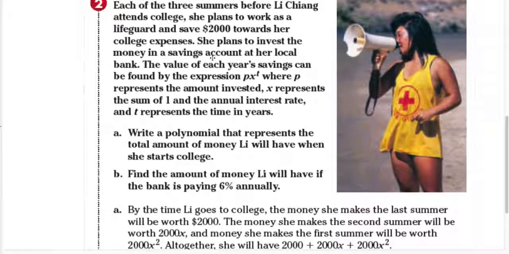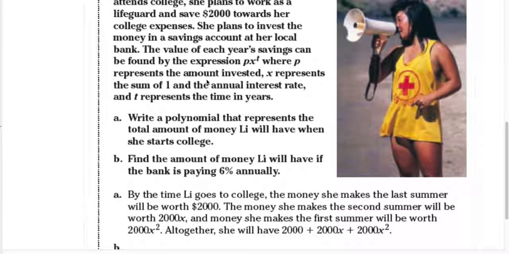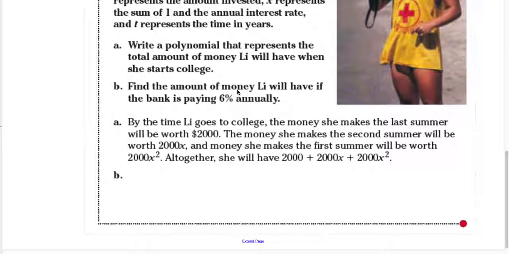And then, where did the x come from? This is the x, where it says here x represents the sum of 1 and the total interest rate. So basically, your interest rate would be multiplied by itself after the first summer. So that's the reason why it's x squared.